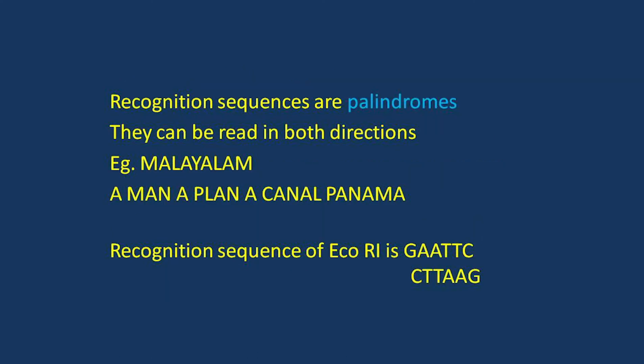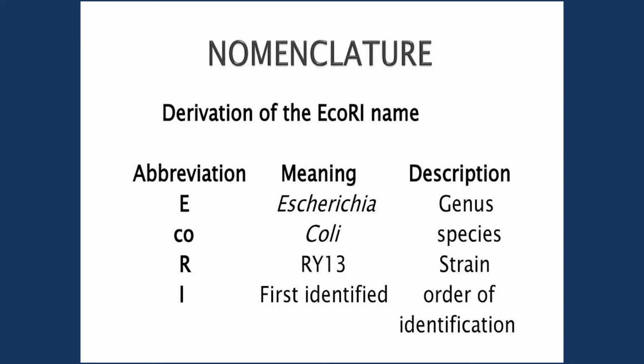These recognition sequences are palindromes. A palindrome is a word or a sentence which can be read in both directions. Example, Malayalam, a man, a plan, a canal, Panama. The recognition sequence of EcoR1, which is an enzyme obtained from E. coli, is GAATTC.